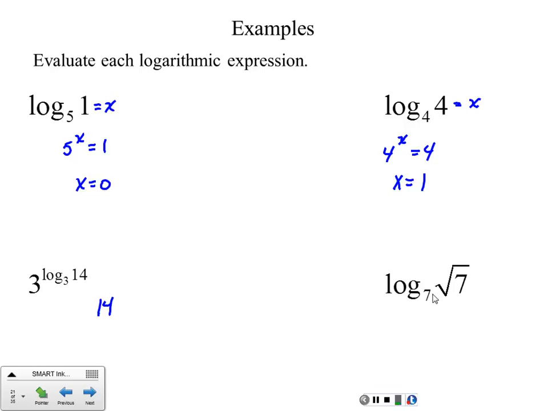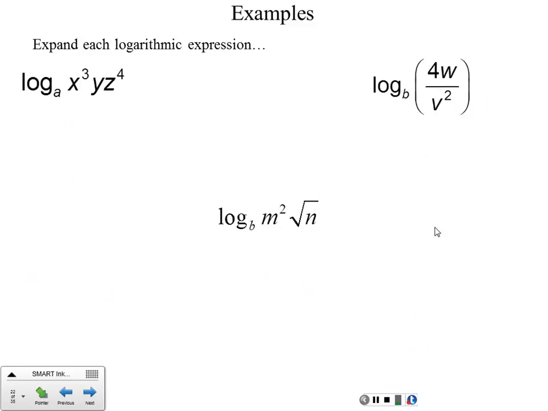Okay, so for this one, this time you have your base and your argument look the same, but not necessarily. So let's change this one to exponential. We're going to have 7 to the what power is going to give you 7 to the 1/2? So you're going to get x is equal to 1/2. All right, so again, it does come in handy to remember those rules.